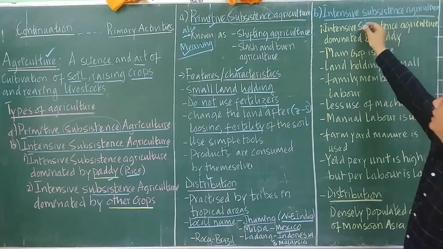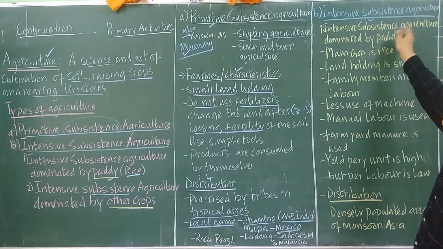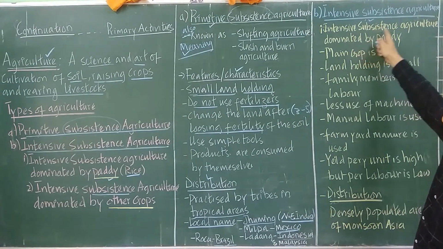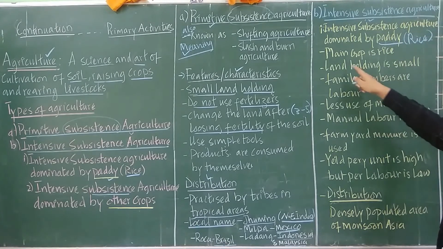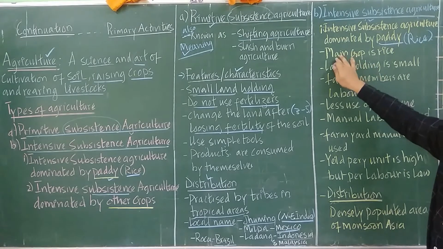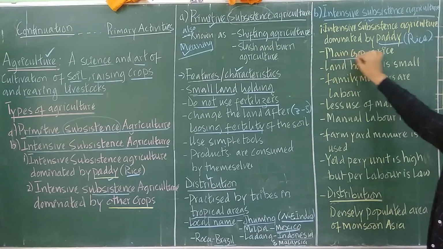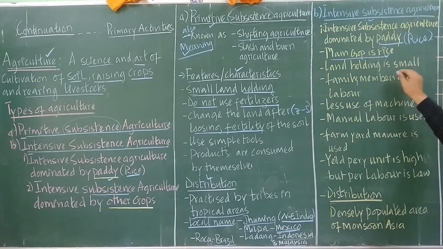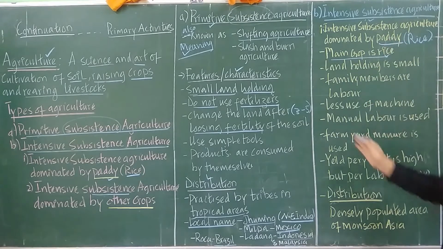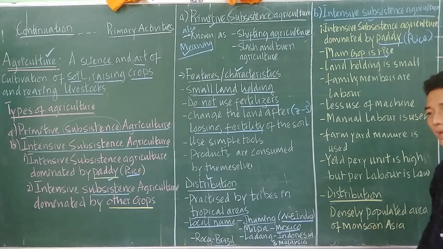Next one is intensive subsistence agriculture. Intensive subsistence agriculture dominated by paddy. Paddy means, as I told you, rice. So the main or principal crop is rice. And land holding is small. So all these are subsistence agriculture, because of that the land holding will be small.